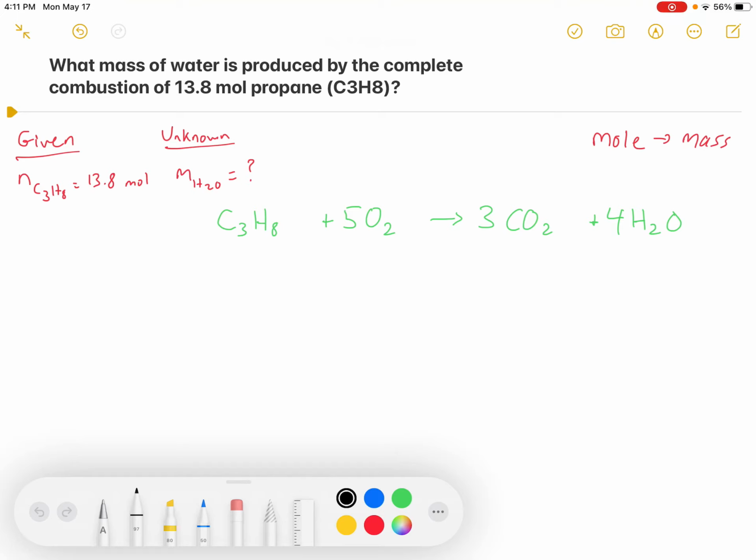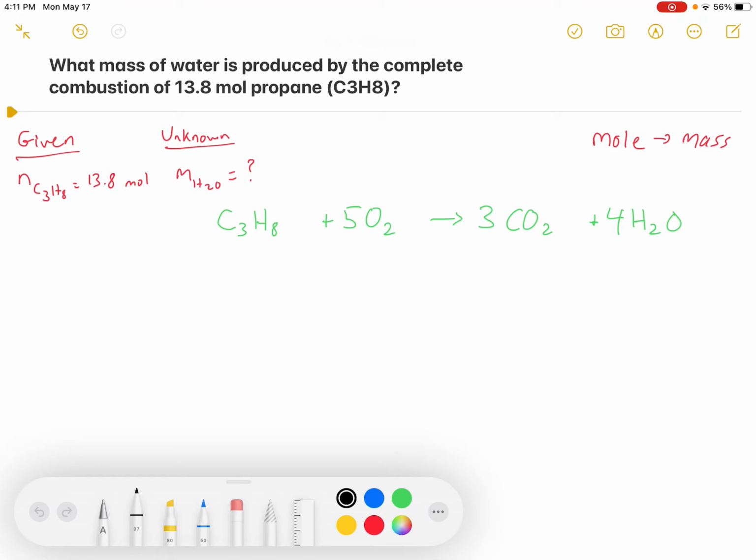So what we are asked for here is the mass of water produced by the combustion of propane. So since this is a mole to mass problem, what we're first going to need to do to be able to determine the mass of the water, we need to find the moles of water first. We cannot go from mass to mass or moles to mass of a different substance. We must find moles first.